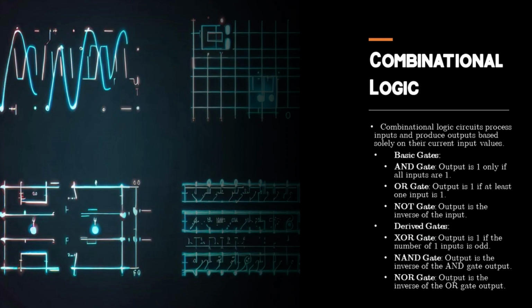Combinational logic. Combinational logic refers to circuits where the output is solely determined by the current input values. Let's explore some additional logic gates.